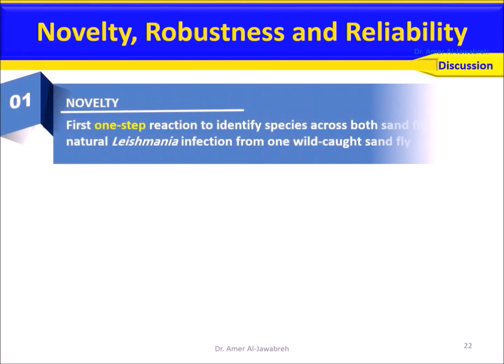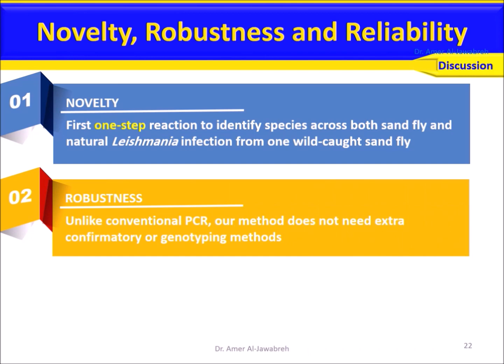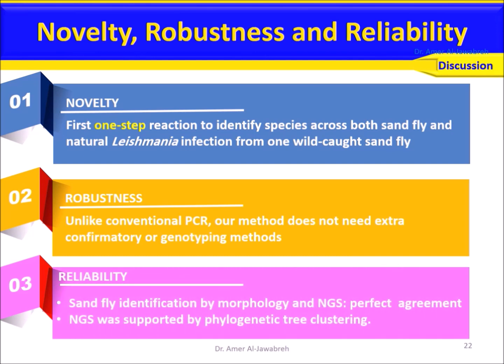Discussion. 1. Novelty. First, a one-step reaction to identify species across both sandfly and natural Leishmania infection from one wild-caught sandfly. 2. Robustness. Unlike conventional PCR, our method does not need extra confirmatory or genotyping methods. 3. Reliability. Sandfly identification by morphology and NGS were in close agreement. NGS was supported by phylogenetic tree clustering.